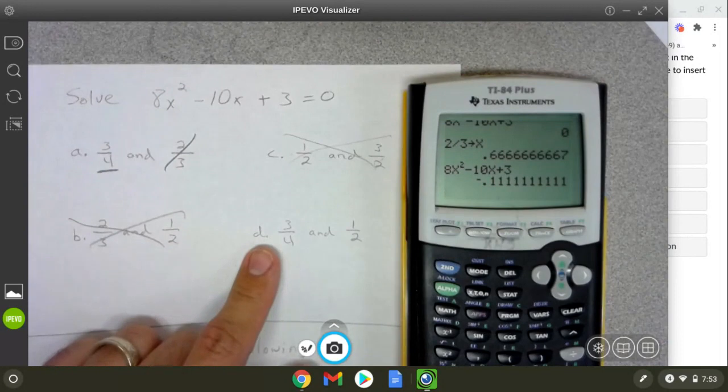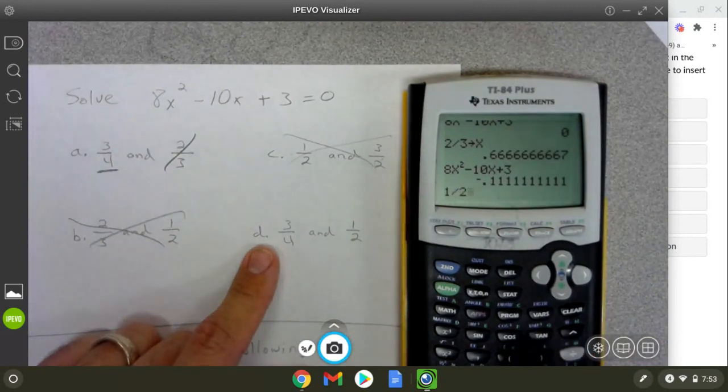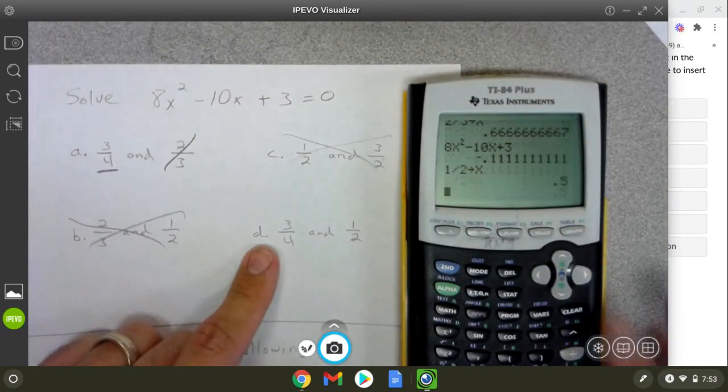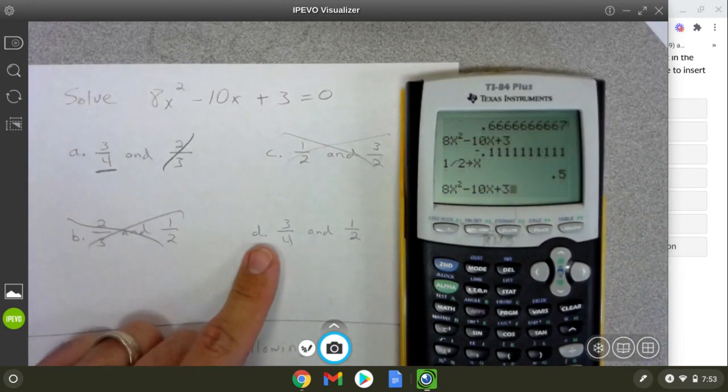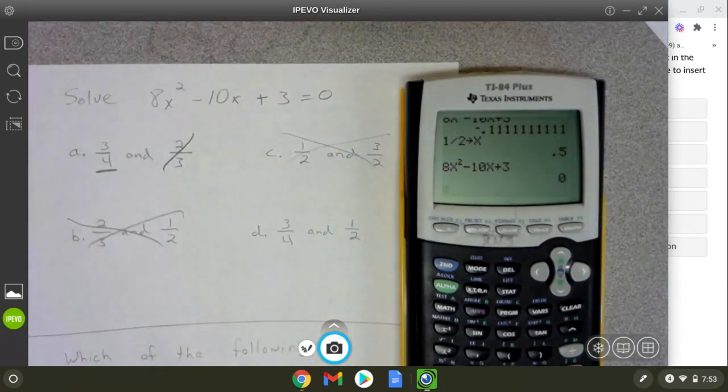So it's probably D. We'll do 1/2 store to x and go back up and evaluate that again. And it does give you 0. Great, so that is the answer.